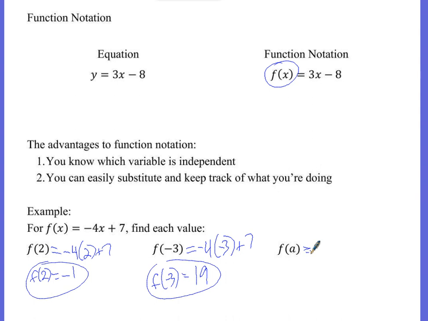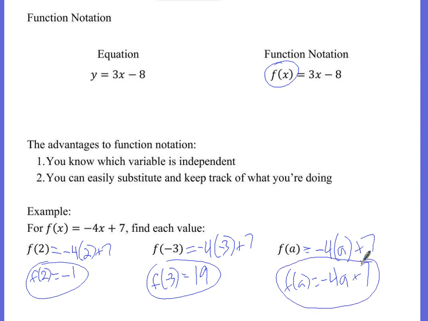So I'm going to write what? Negative 4. What is negative 4 times a? It's negative 4a. So I'm just going to write f of a equals negative 4a. And I can't do anything with that 7, so plus 7. And that's it. I'm done. It's actually a little bit easier, I think. All you're doing is trading variables, pretty much.